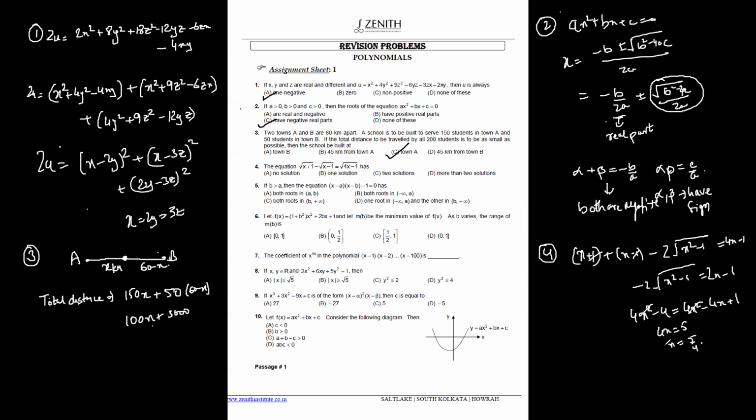So we only get one value of x and after that we need to check validity. 5 by 4 plus 1 is positive, 5 by 4 minus 1 is positive and 5 minus 1 is positive. Okay. So it will have only one solution. Okay, the equation will have only one solution.